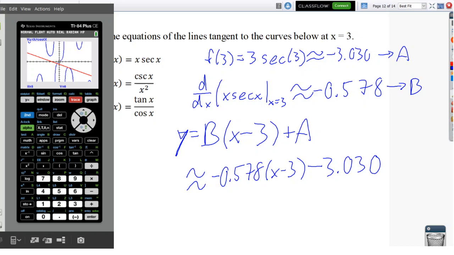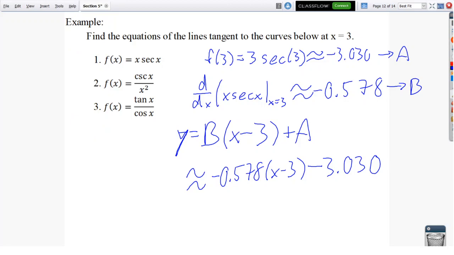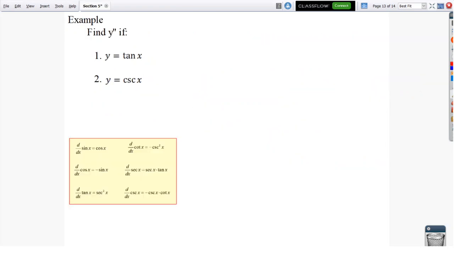So I don't want to do all of these because they're all pretty much doing this exact same thing, so cheat and use your calculator. Go play with your calculator, have some fun. All that good stuff. I said down. Find y, oh, gross. Find y double prime if y equals tangent of x. Find y double prime if y equals cosecant of x. Okay.